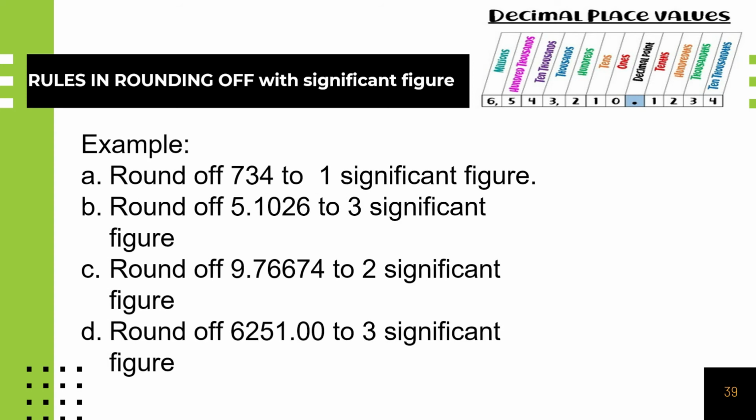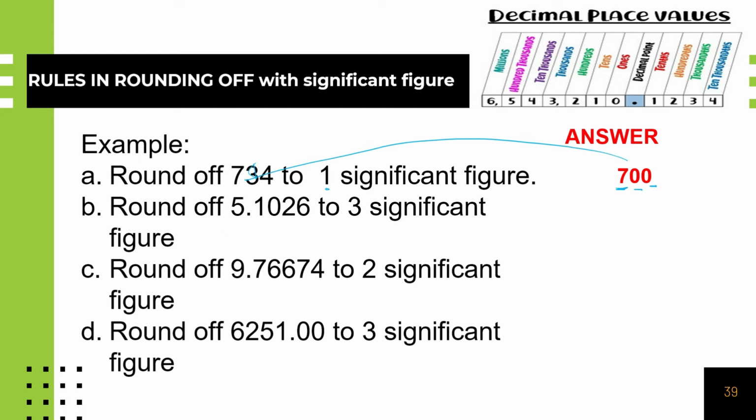So next is examples and rules in rounding off with significant figures. Round off 734 to one significant figure. So the answer would be 700. Why 700? Because we only rounded it off into one significant figure. We all know that this one is one significant figure. Ma'am, why is there still a 0 there? So that the answer is close to 734.